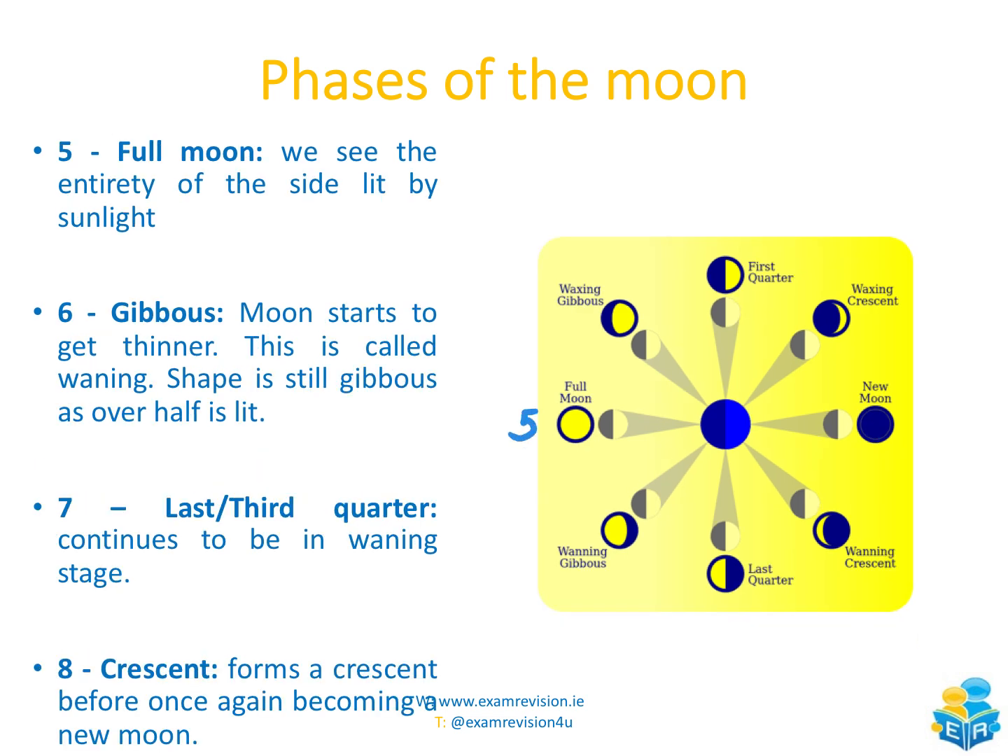Number 5 is our full moon, so we see the entirety of the side lit up by the sunlight. Obviously, there's still a full side of the moon that we can't see that's in darkness on the other side, but the side that we can see is fully lit up by light.